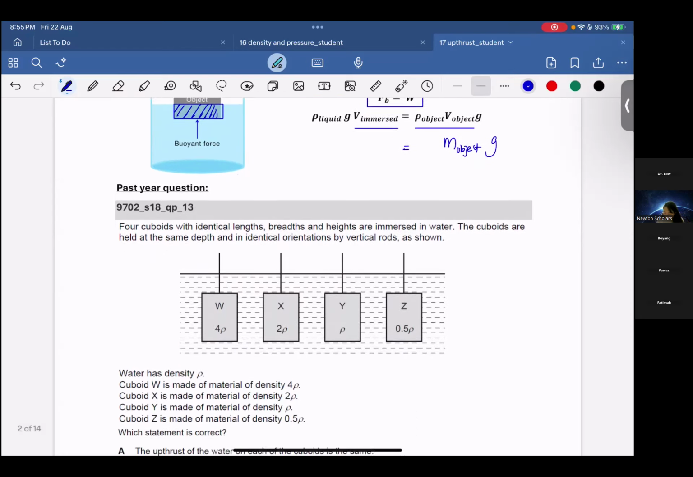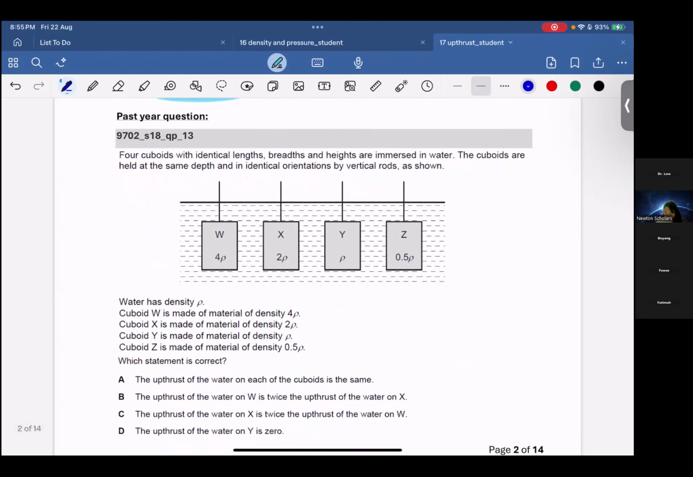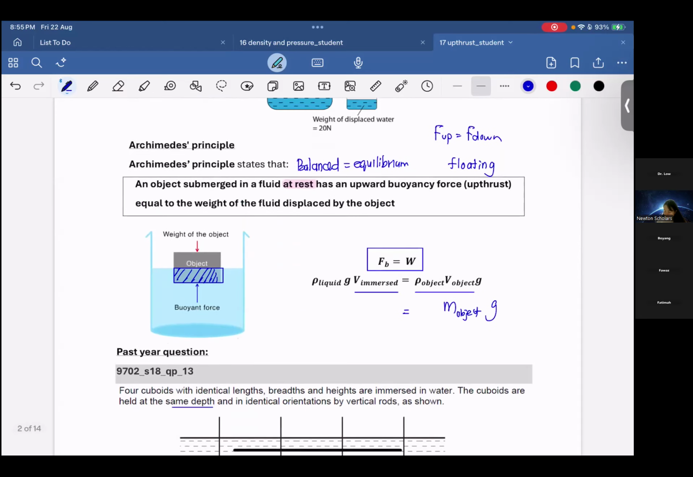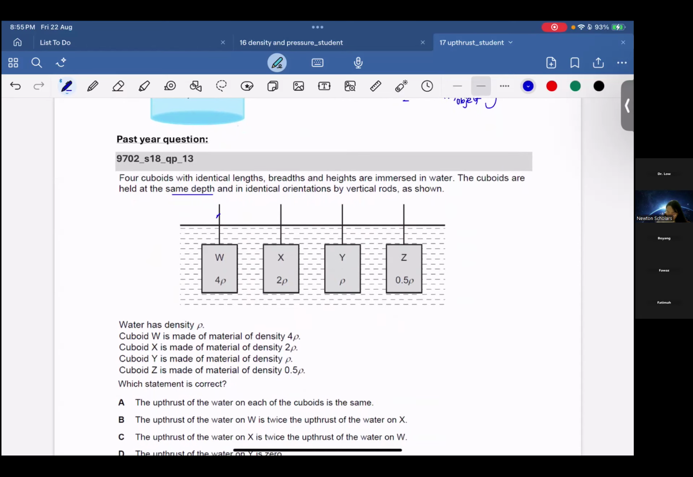So we go to this question, partial questions. We have 4 cuboids with identical length, width and height, immersed in the water. The cuboids are held at the same depth. If we are holding it, that means we not only have the upthrust and the weight, but we also have another force that we hold. Here, we don't know how much force we hold it with, so we cannot use this formula, FB equals weight, because there is one more force that we are holding.